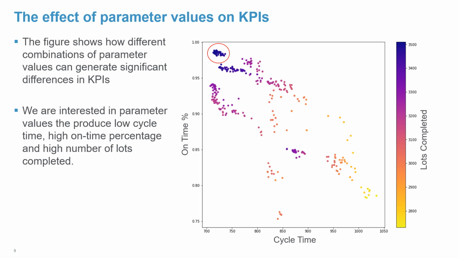This figure shows how different combinations of parameter values can generate significant differences in KPIs. We are interested in parameter values that produce a low cycle time, high on-time percentage, and a high number of lots completed, like the bunch marked in red here.